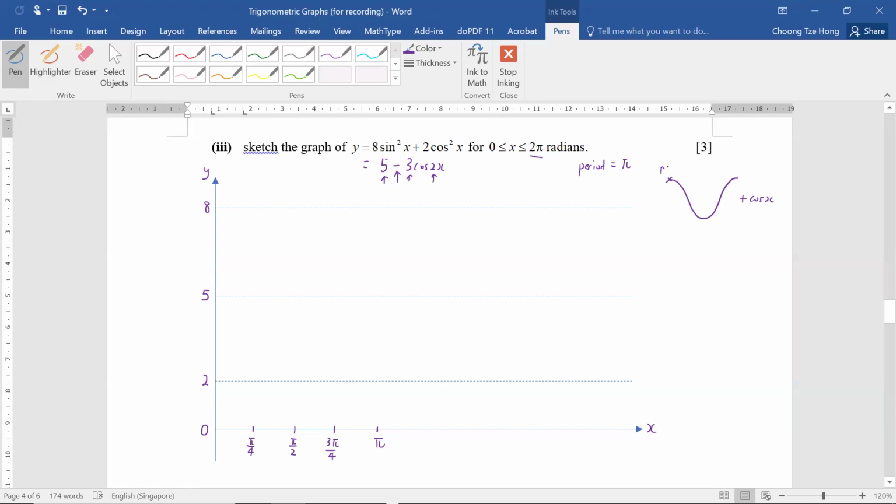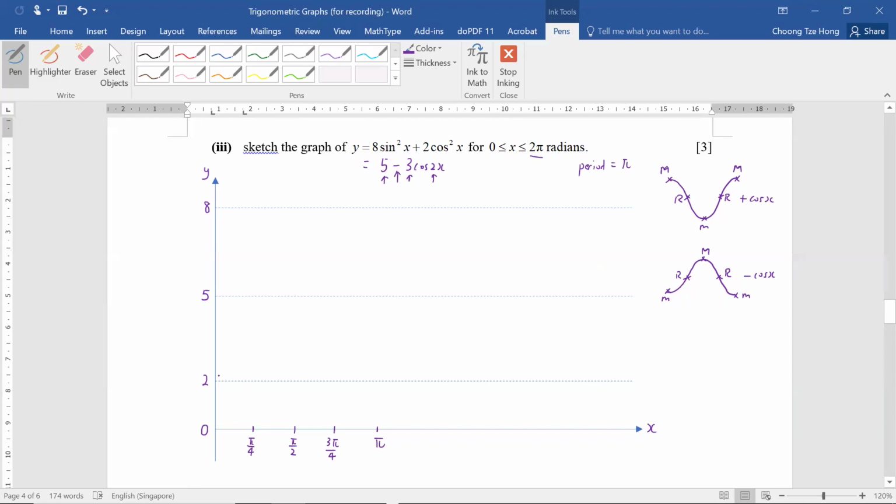So positive cosine graph will start at the maximum, go to the rest point, go to the minimum, go back to the rest point, and then go back to the maximum. But for negative cosine graph, we'll just do the opposite. Negative cosine graph will be like this. So you will go from minimum to rest to maximum to rest and then to minimum. So this is the negative cosine graph.